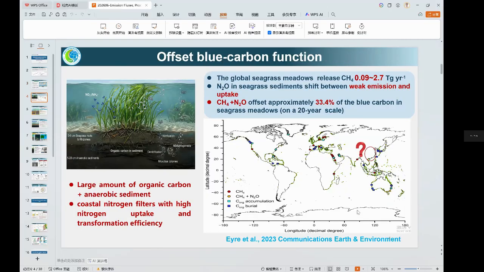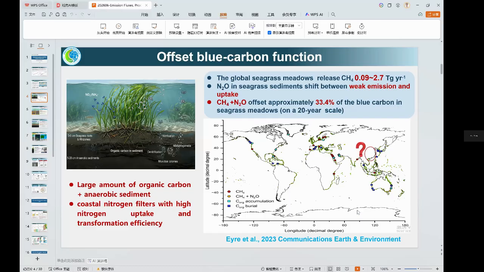As we know, seagrass meadows act as coastal nitrogen filters with high nitrogen uptake and transformation efficiency. They accumulate large amounts of organic carbon in their sediment, and their anaerobic sediments make an ideal environment for methane and N2O emission. It has been reported that the global seagrass meadows release methane at 0.09 to 2.7 Tg per year. But N2O in seagrass sediments shifts between weak emission and uptake.